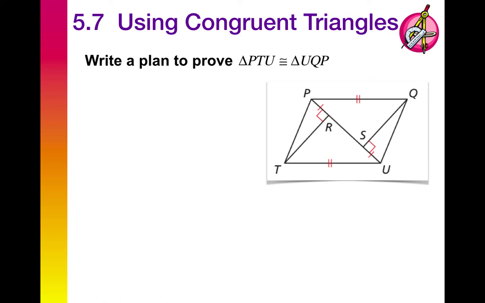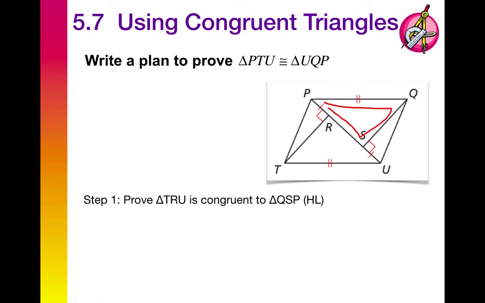Now let's look at something a little bit more complicated. What if we want to prove that this large triangle PTU is congruent to UQP, this other big triangle? Well, to do that, we're going to have some plan. The first thing we're going to do is we're going to show that TRU is congruent to QSP. And we can do that through HL, hypotenuse leg theorem. And we can show that these two triangles are congruent. This triangle is congruent to this triangle by HL.